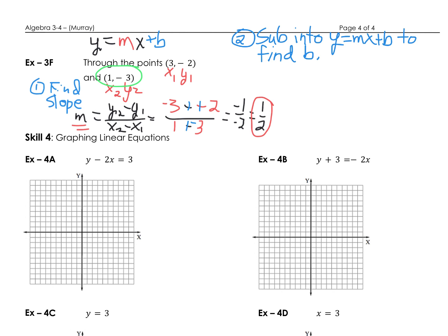So instead of y, I'm going to put in a -3 and then equals. Instead of m, we found it earlier, is 1/2, and that is going to be multiplied to my x. And so instead of x, I'm going to use 1, which is nice, and then I've got plus b, because I don't know that. So that's what we're going to find. So I have -3 is equal to 1/2 plus b, and then to solve, I'm going to subtract 1/2 and subtract 1/2.